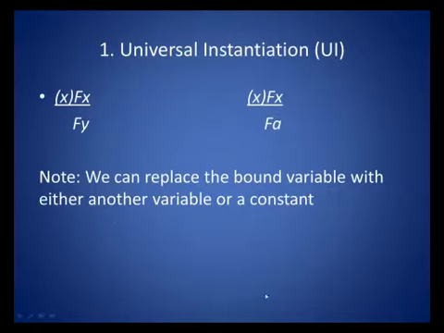Now remember, your constants are your lowercase letters a through w, and your variables are x, y, and z lowercase. So with universal instantiation, the notion is that I can remove my universal quantifier, hence the name universal, and then replace my variable with either another variable, the same variable, or a constant.